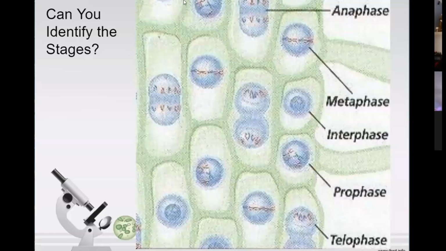Anaphase, the key: apart. Ana, apart. Chromosomes are being pulled apart. Meta, middle. They're lined up at the middle. Interphase, you can't see anything really happening, right? Prophase, polka dotted nucleus, or chromosomes in no particular pattern. They're paired, but they're not arranged. And then telophase, you should have two sets of chromosomes, okay?